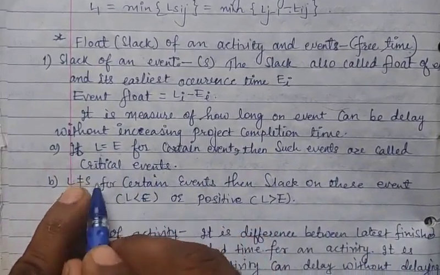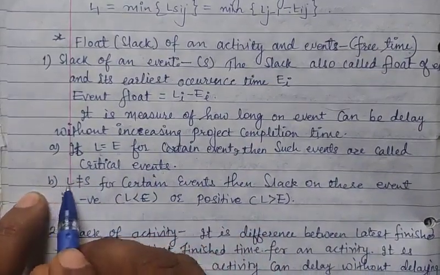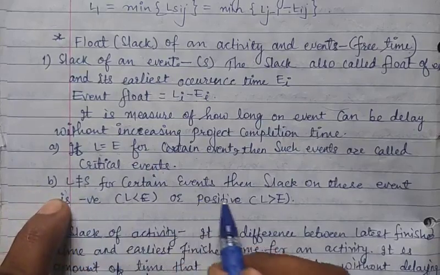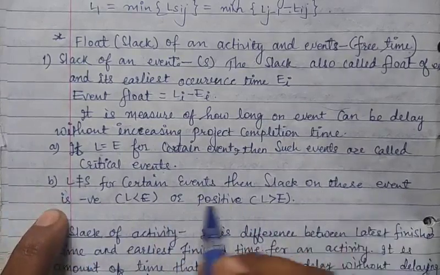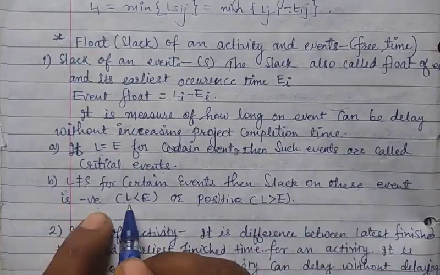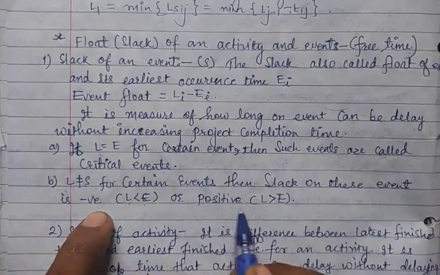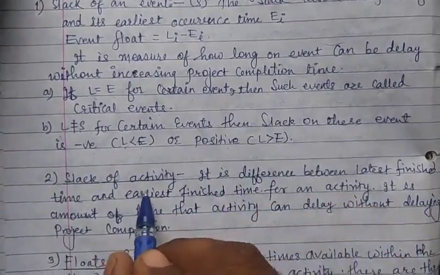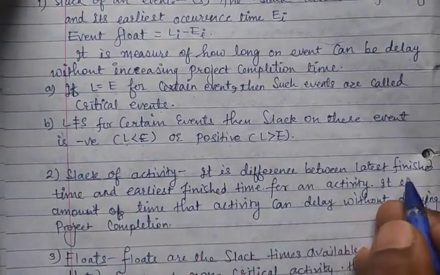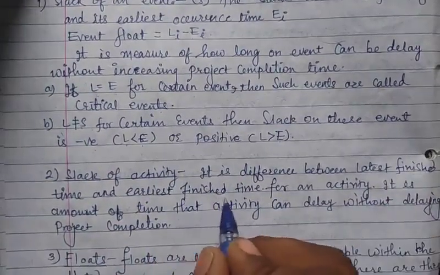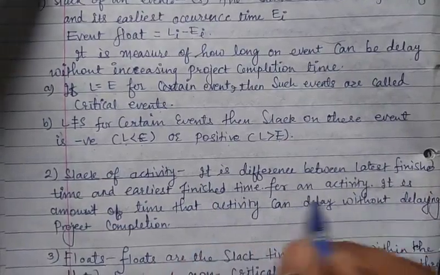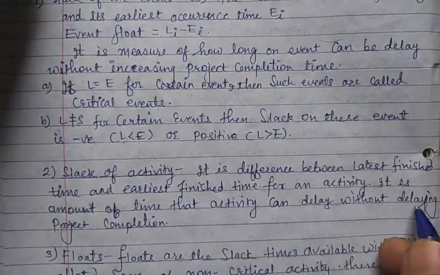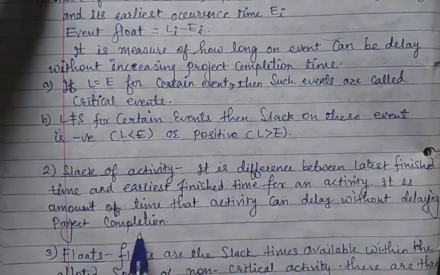Second case, if L is not equal to E for a certain event, then the slack of this event is negative, that is L less than E, or positive, L greater than E. Second definition is slack of an activity. It is the difference between latest finish time and earliest finish time for an activity. It is the amount of time that an activity can be delayed without delaying project completion.